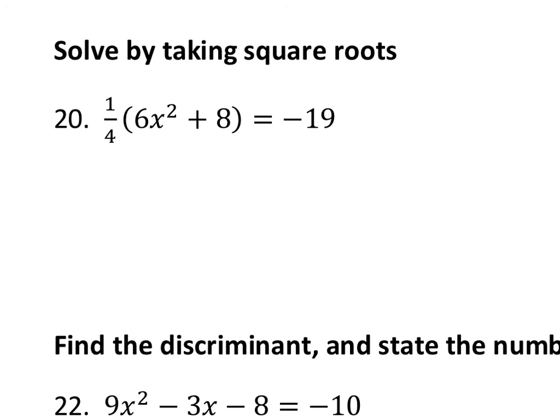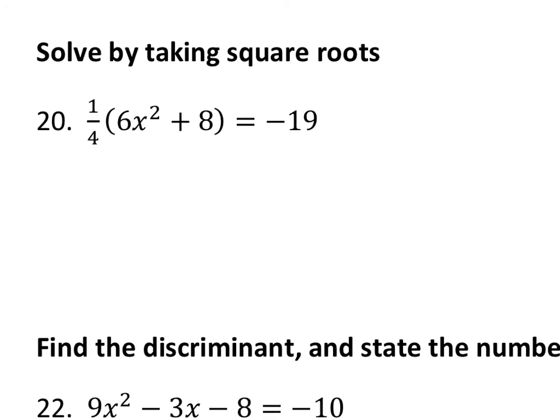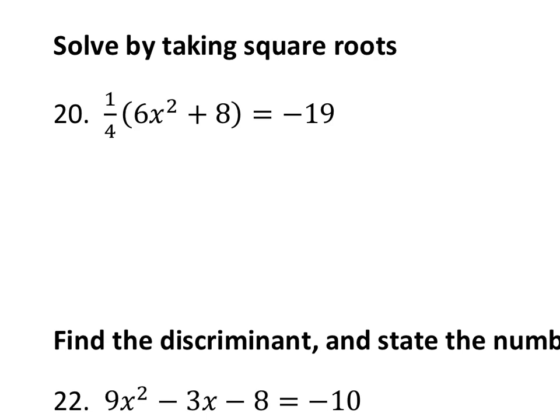All right, now we're going to solve by taking square roots, which is very similar to what we just did when we completed the square. We solved by taking the square root once we completed the square. But this is a problem that has just taking the square root. So what we want to do is we want to isolate this x squared part right here. So we're going to have to move everything else out of the way. So the first thing I'm going to do is multiply both sides by 4.